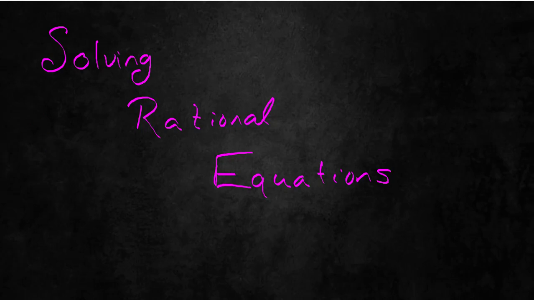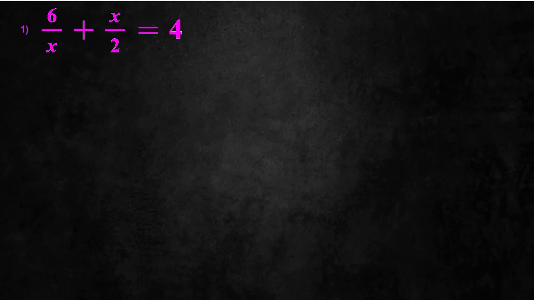Today we're going to be solving rational equations. These are ones that have fractions in them. It's going to play off a lot of what we did last chapter, where we found the LCM. But this time, instead of creating common denominators, we're actually going to multiply everything through by that LCM to cancel it out. So let's look at a couple examples of this.